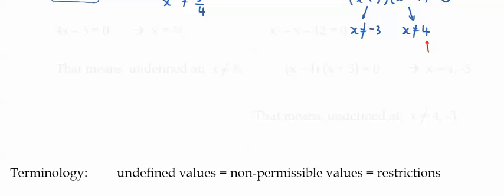When it gets to rational expressions and non-permissible values, sometimes we use different names, depending on which book you're reading or which example you're looking at. They may call these numbers the undefined values, the non-permissible values, or simply the restrictions for the rational expressions.